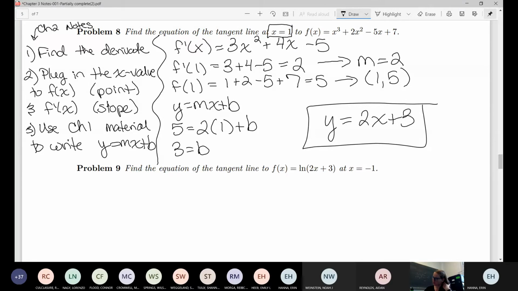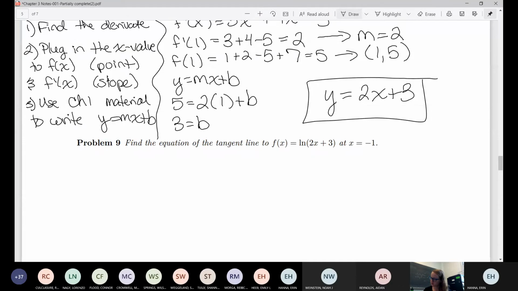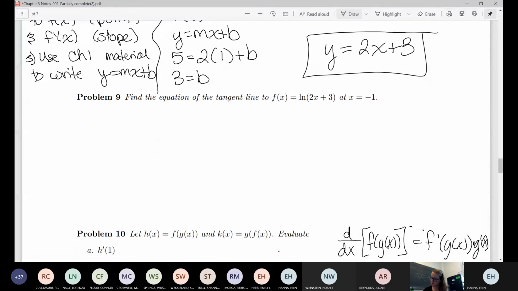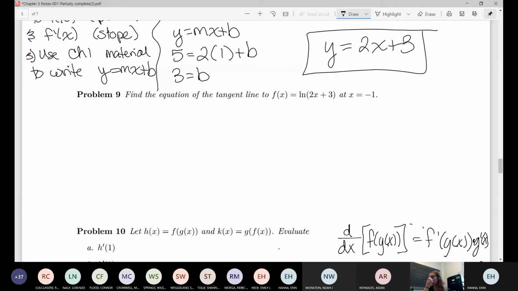For the next one, it's very similar. Let me try to scroll down a little bit. Same kind of idea, just a slightly more difficult function because we have a chain rule going on now. But same idea, we want to take the derivative first.